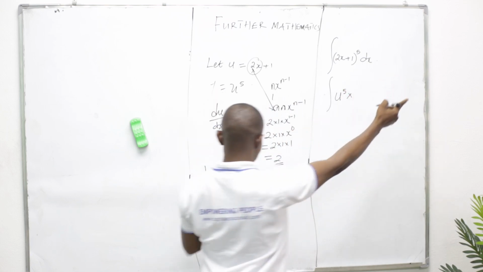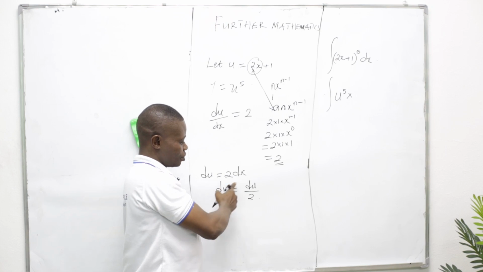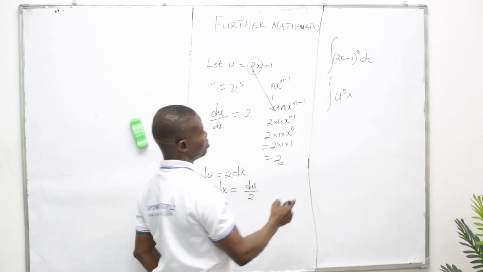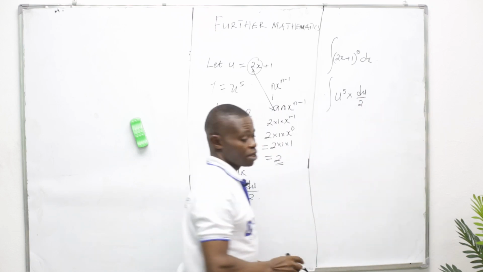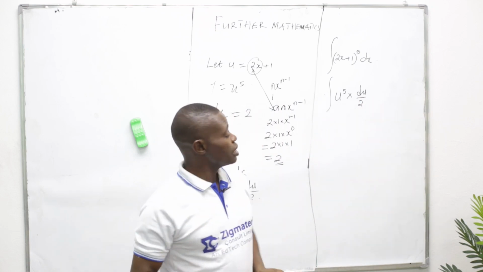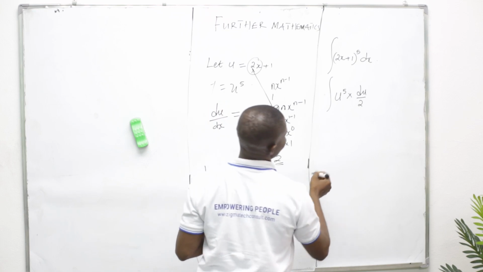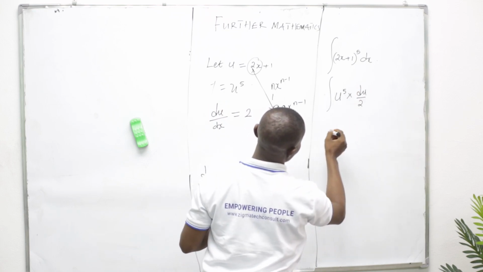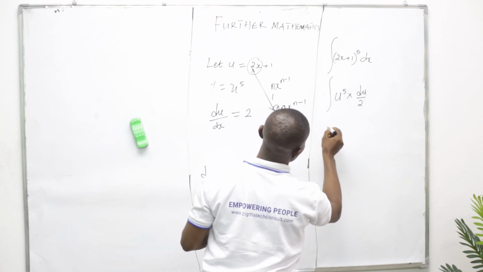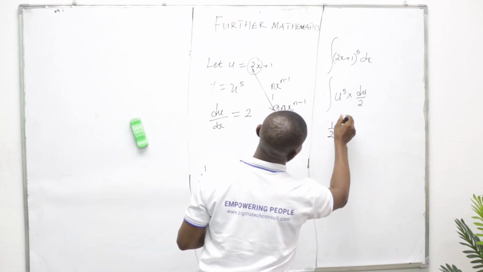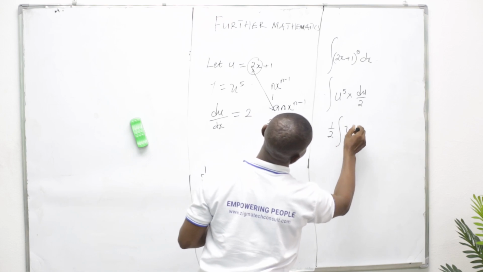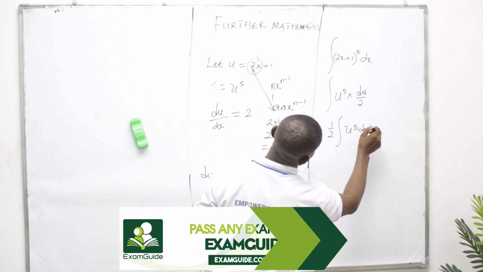What is dx? Go back here. dx equals what? du all over 2. Meaning du all over 2. We are no longer seeing dx again. Now, to conclude your solution, this is a constant, so let's factor out the fraction, which is 1 over 2, integral of u to the power 5 du.